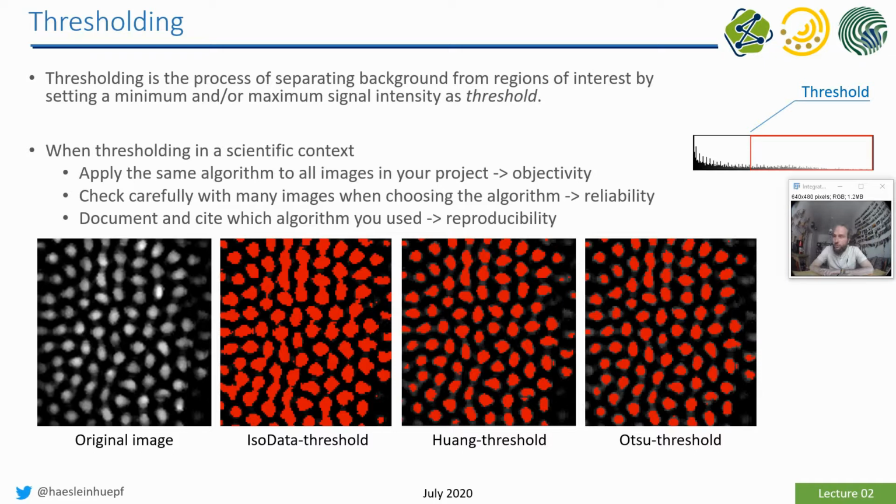And you should document what you are doing to your images. The simplest way of doing this is to take the ImageJ macro you recorded while processing your images and put it in the supplement of your publication. That's the easiest way of documenting a workflow, and it allows others to reproduce what you are doing.